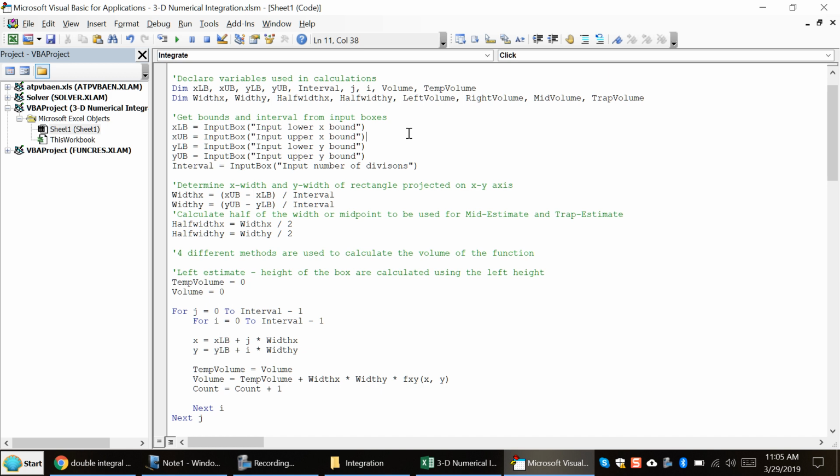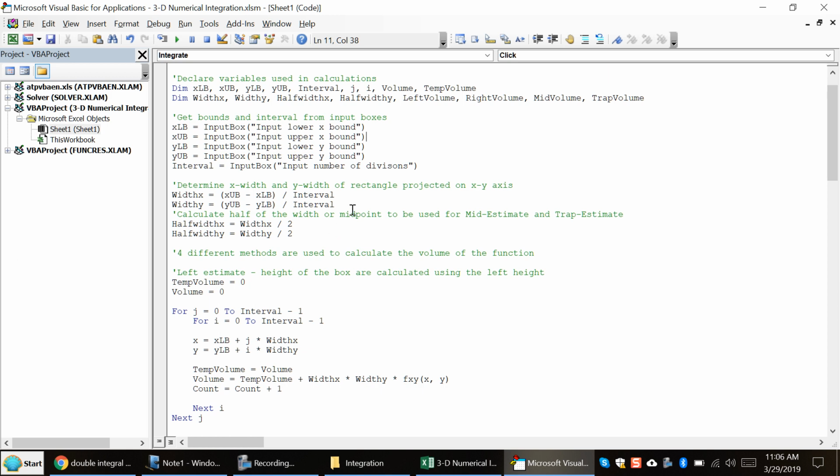This is just declaring the bounds for the limits. So XLB is X lower bound, XUB is X upper bound, YLB, YUB, and then the interval, n, I just call it the number of divisions. Okay? Got that? Super simple.